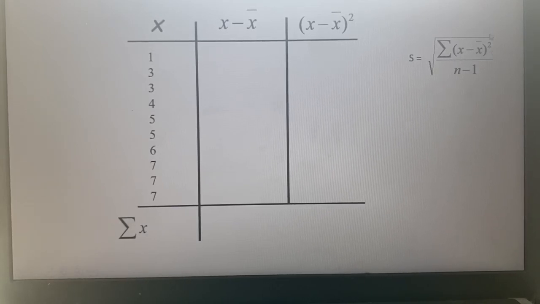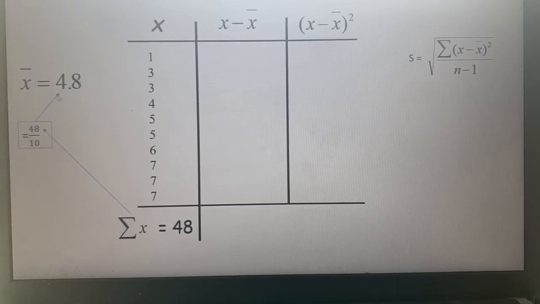The first thing we need to work out is what X bar is. What is the mean of our data set? Remember, to find the mean, we add up all the values. That's the sum of X, which comes to 48, and divide by how many values we've got. There's 10 of them, so 48 divided by 10 is 4.8. That is the value for X bar. The 48 comes from the sum of that column.